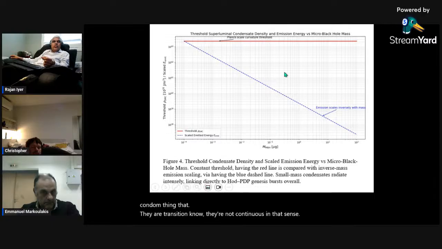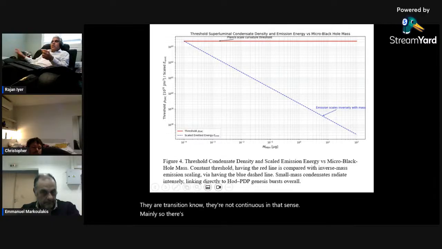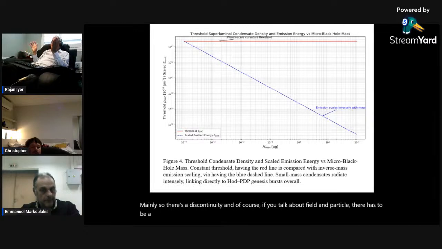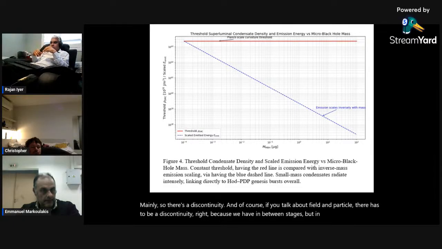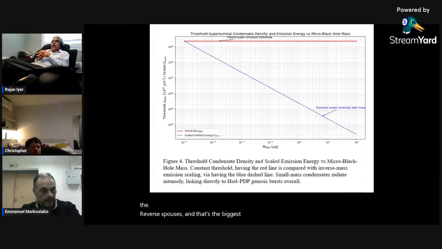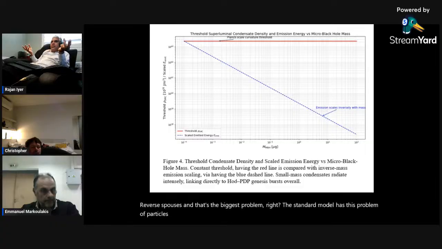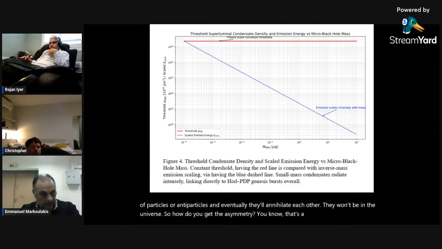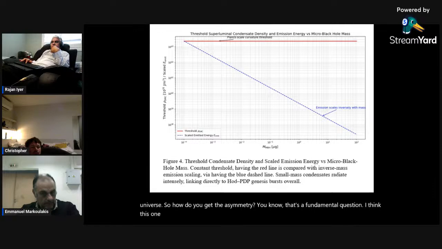So there's a discontinuity, and of course, if you talk about field and particle, there has to be a discontinuity, right? Because we have in-between stages, but the in-between stages create the reverse process, and that's the biggest problem. The standard model has this problem of particles and antiparticles, and eventually they'll annihilate each other. They won't be in a universe. So how do you get asymmetry? That's a fundamental question. I think this one breaks that conundrum and tries to explain how that could happen.